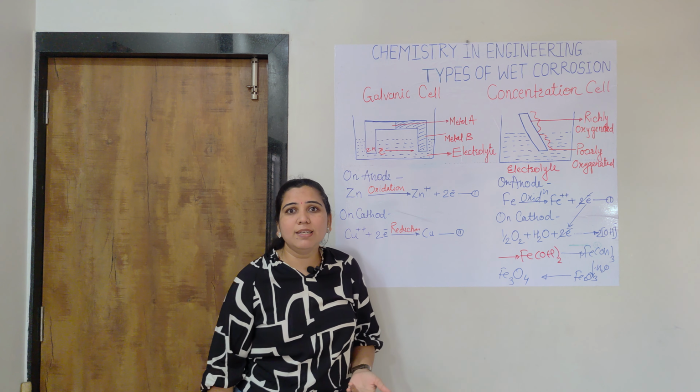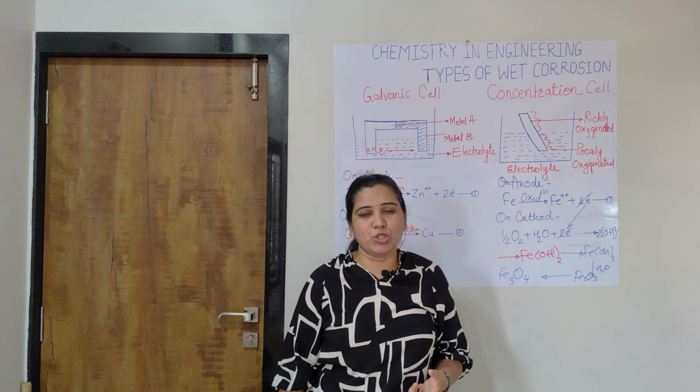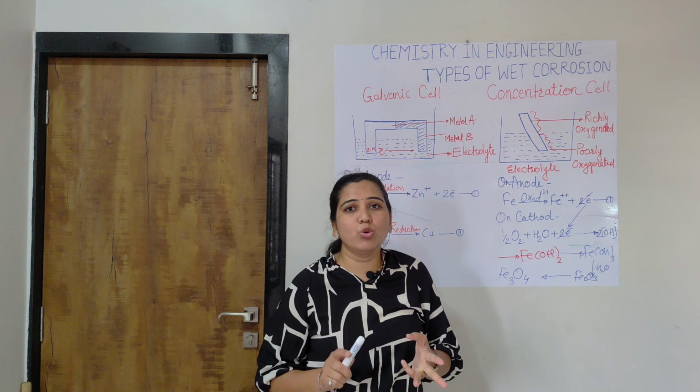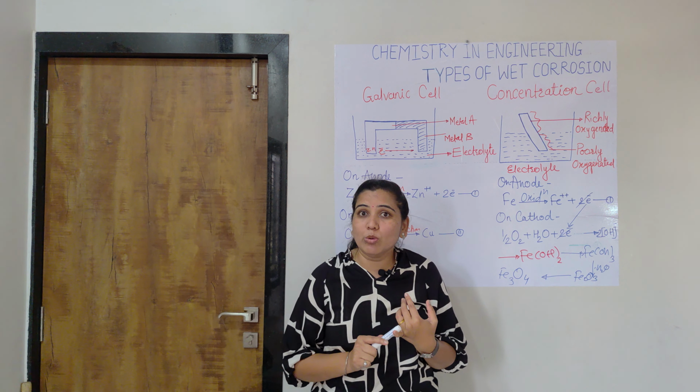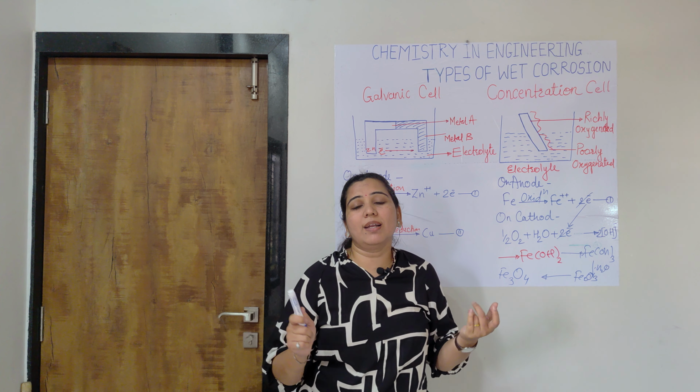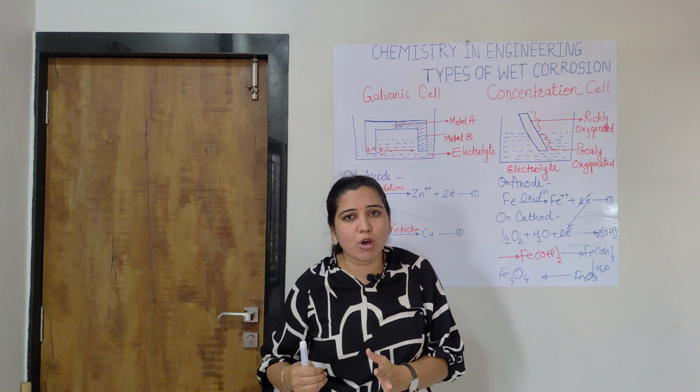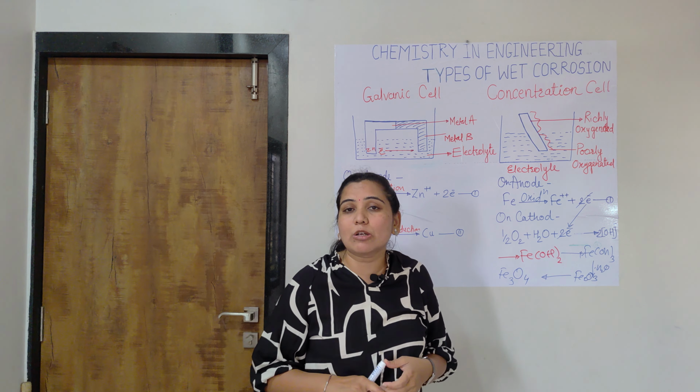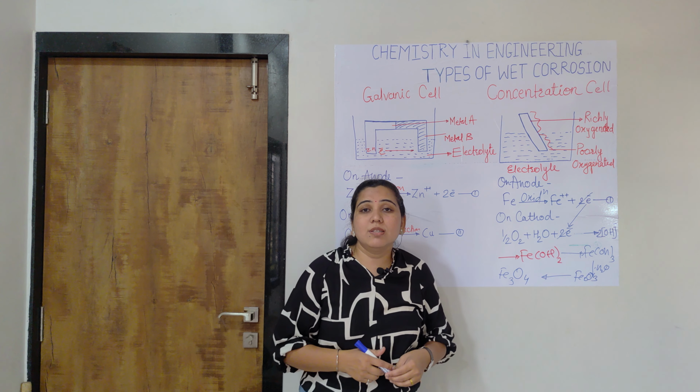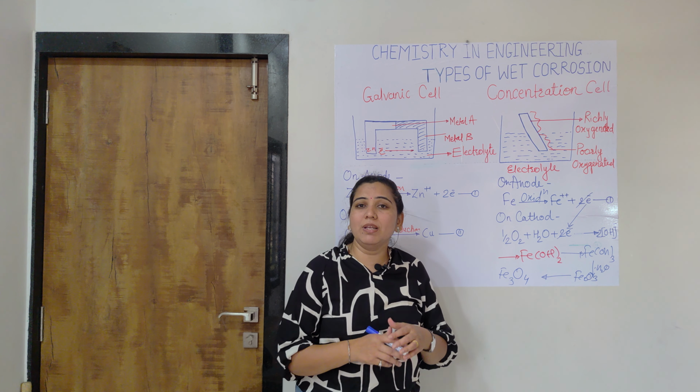So we have already seen in our earlier videos the types of corrosion: pitting corrosion, waterline corrosion, stress corrosion, intergranular corrosion. These corrosions are examples of this particular wet or electrochemical corrosion. So this electrochemical corrosion is possible in any case.